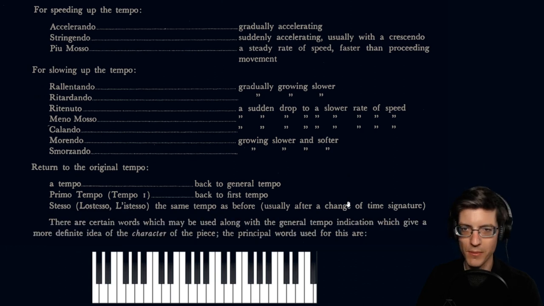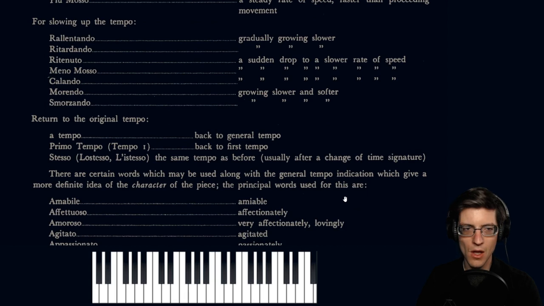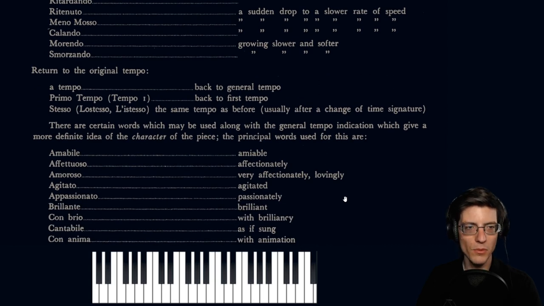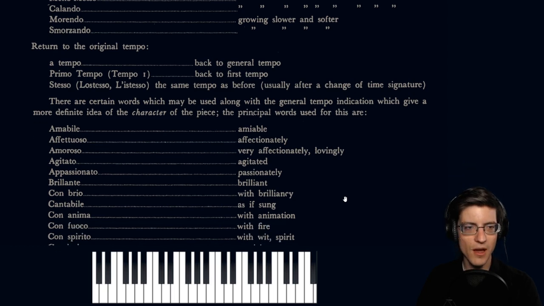For slowing up the tempo, rallentando, gradually growing slower, ritardando, same thing, ritenuto, a sudden drop to a slower rate of speed, meno mosso, same thing, and then calando, same thing, morendo, growing slower and softer, and smorzando, same thing. Return to the original tempo is a tempo, and then primo tempo, back to the first tempo, and stesso, or lo stesso, the same tempo as before, usually after a change of time signature.